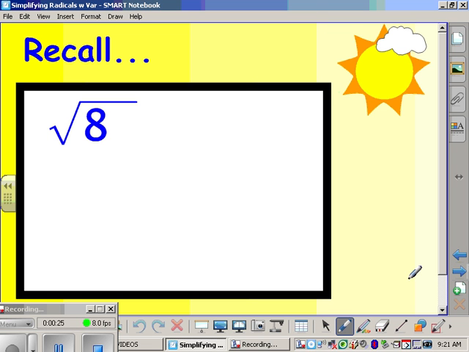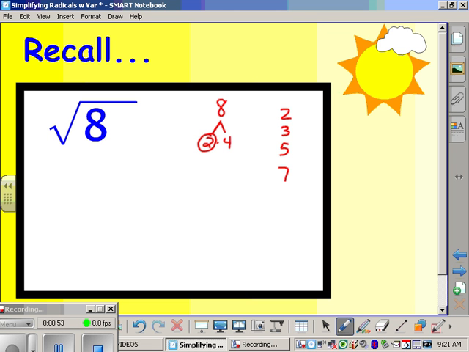If you remember from a previous lesson, to simplify the square root of 8, you will first create a factor tree to find the prime factors of 8. So thinking of the prime numbers, which would start with 2, 3, 5, and then 7, you want to break the 8 down into two factors whose product is 8. One of them should be a prime number. So let's start with 2 and 4.